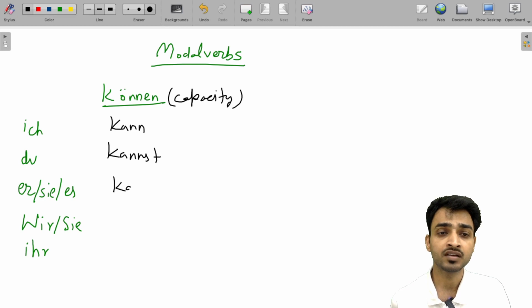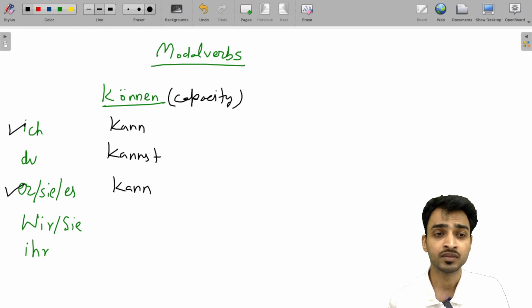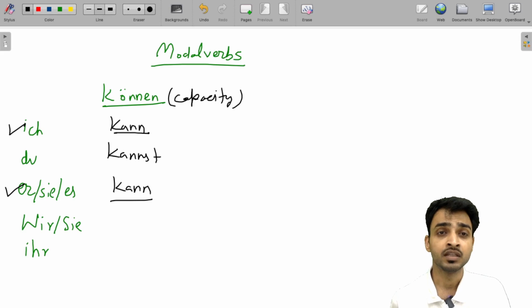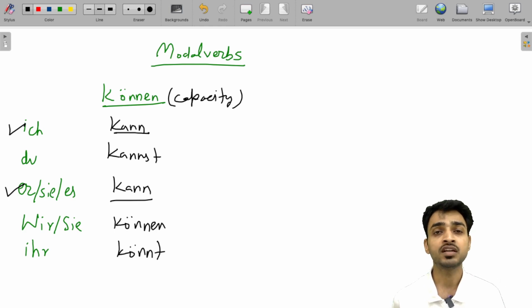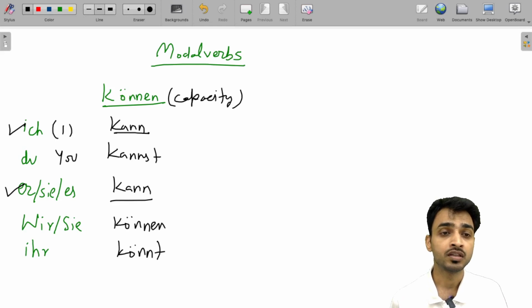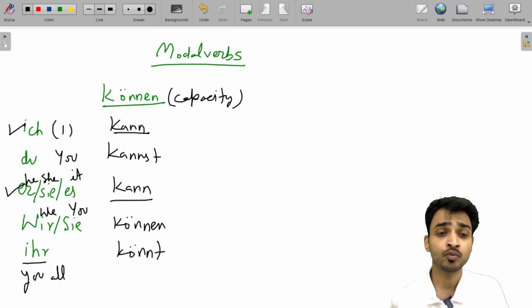Similarly, er, sie, es kann. So remember, with modal verbs, first person and third person are the same, in all the modal verbs. Then we have wir. Wir means we, and here is können, and ihr means you all, könnt. So these are the different subjects: ich is I, du is you, er, sie, es is he, she and it, wir is we, Sie is you formal, and ihr is you all. This is the proper conjugation.